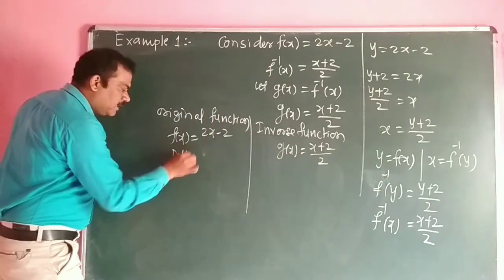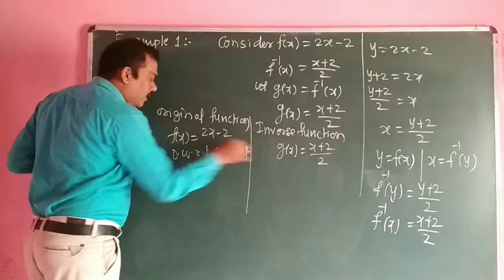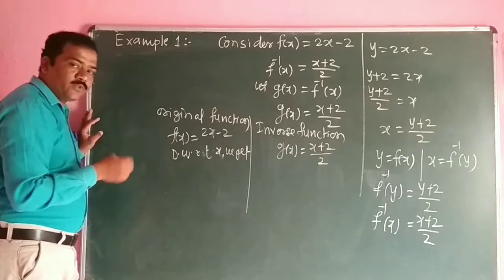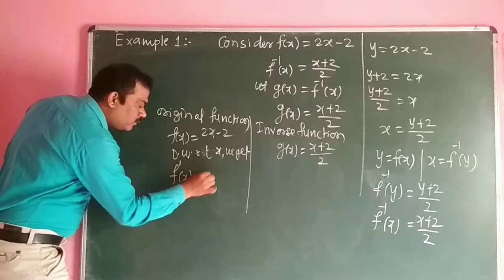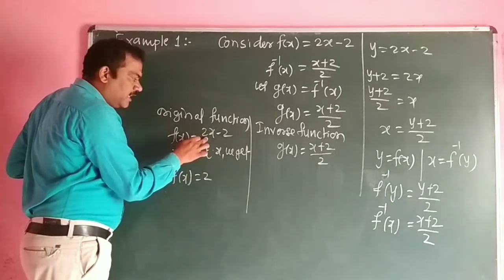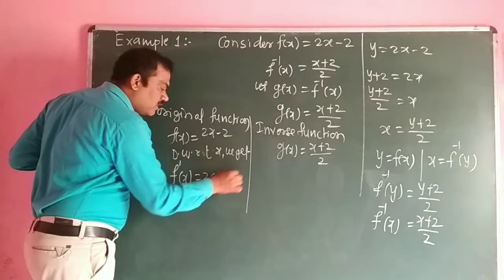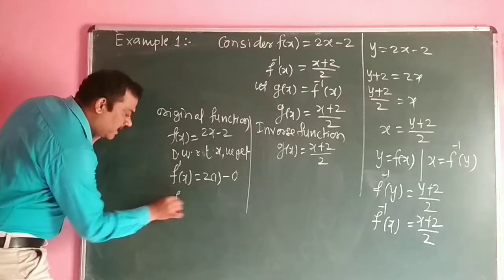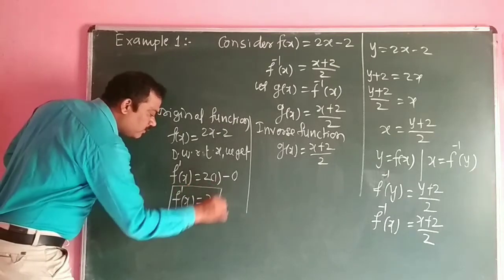Differentiation of f(x) with respect to x is nothing but f'(x). Here 2 is a constant, so we take it outside the derivative. Differentiation of x with respect to x is 1, and −2 is a constant, so its derivative is 0. So f'(x) = 2.